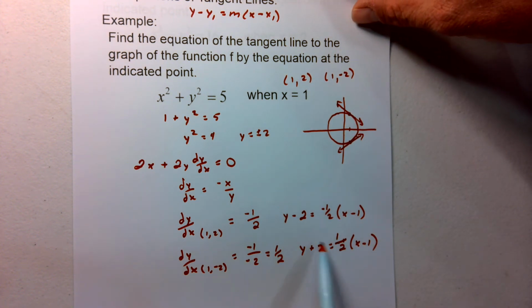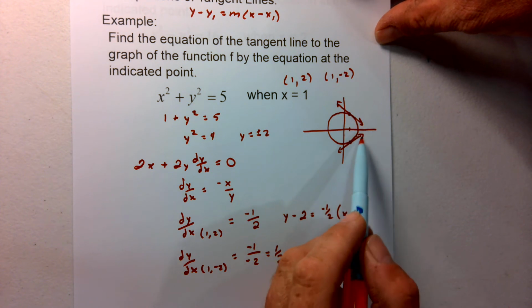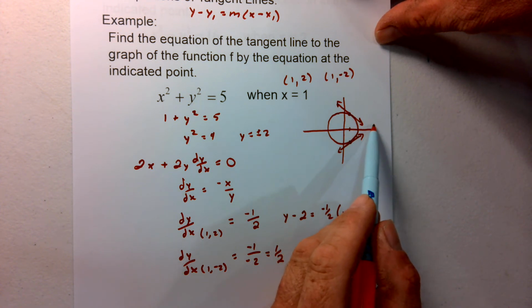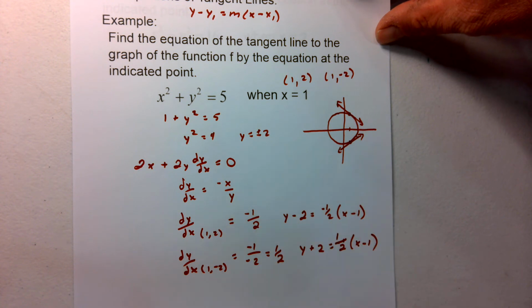Kind of a fun thing that we could do, maybe an extra credit question somewhere along the line, would be to make these two lines intersect and then find that point of intersection.